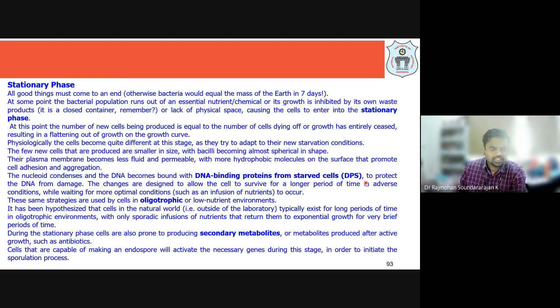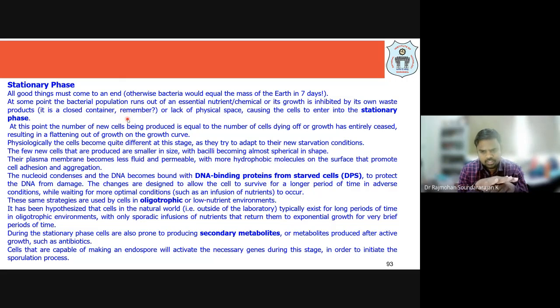Then comes the stationary phase. As I told you, all good things must come to an end, right? So even though there was a healthy situation, every cell was reproducing nicely and multiplying their number, and we had a steep exponential growth curve, what happens then? There has to be a lack of supply of nutrients or substrates, right? So due to that, further growth is stopped.